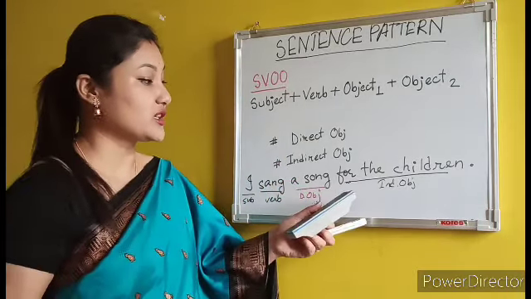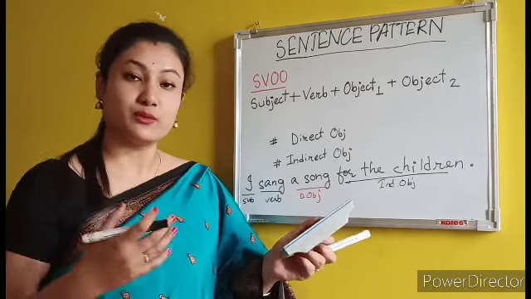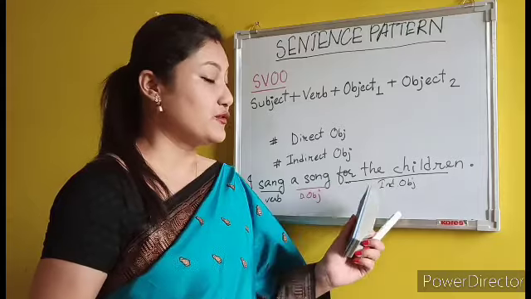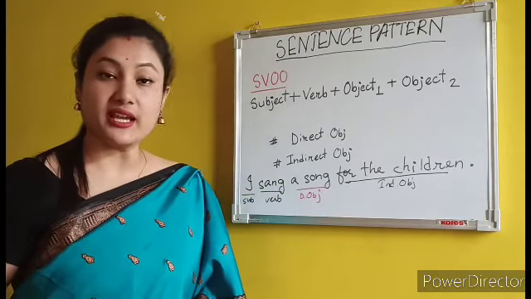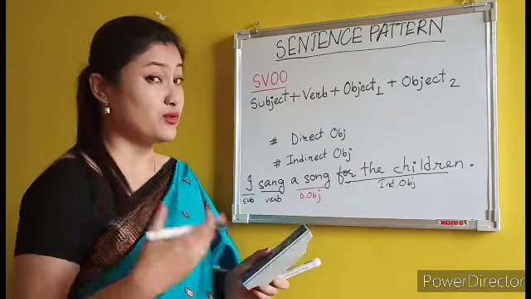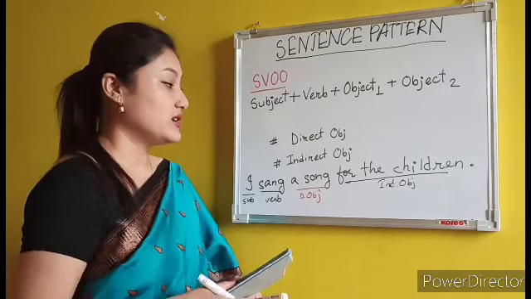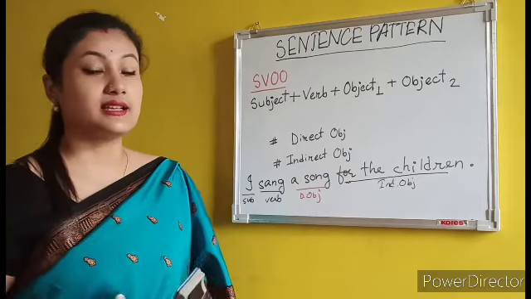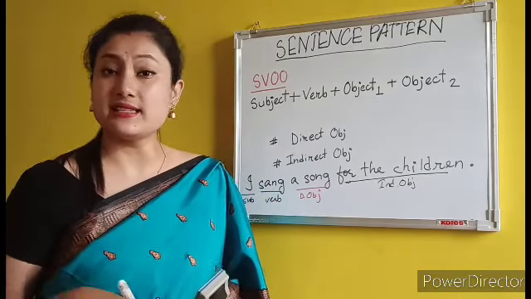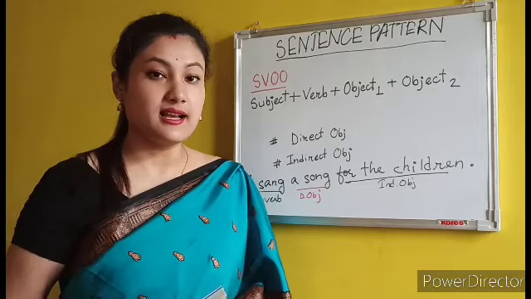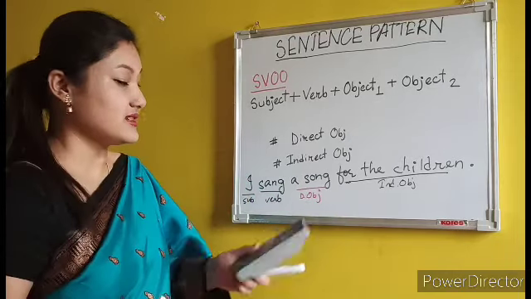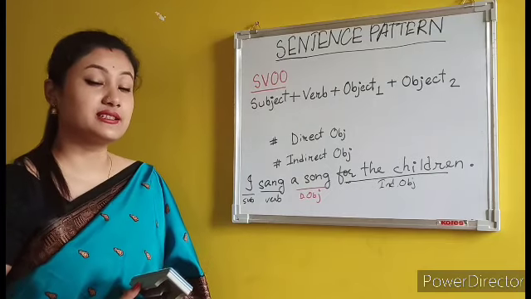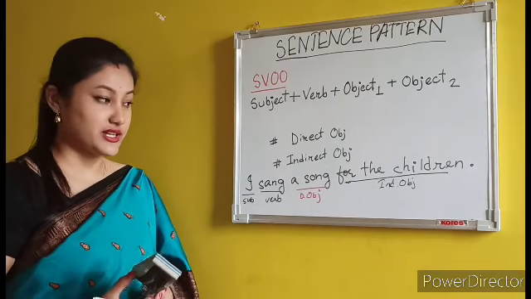Before the indirect object there is a preposition. Keep this in mind. The preposition comes before the children. That is why for the children is the indirect object. And I sang what? A song. If you ask a question with what, that is the direct object. So song is the direct object here. This is how you can find the direct object and indirect object.